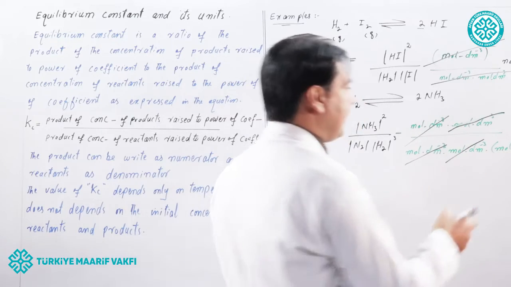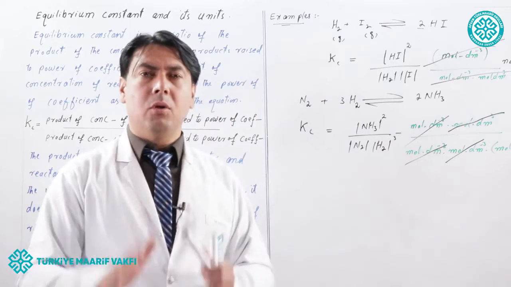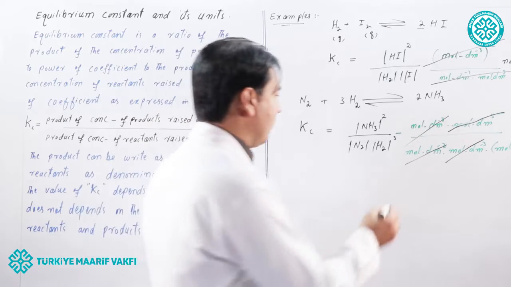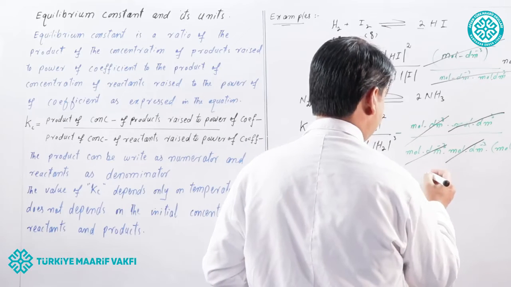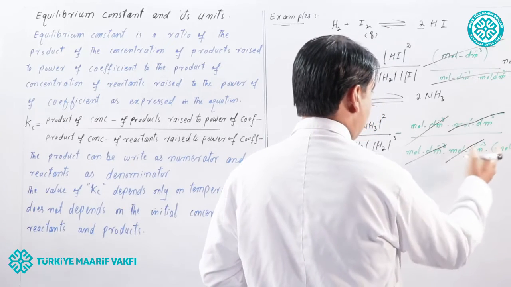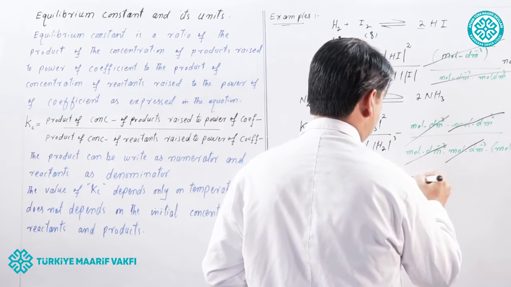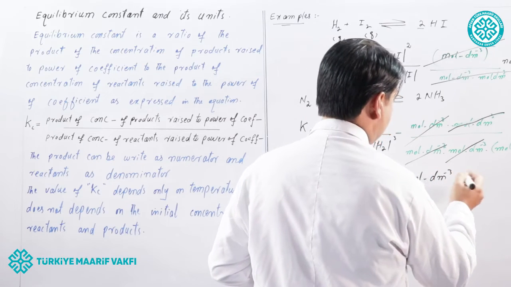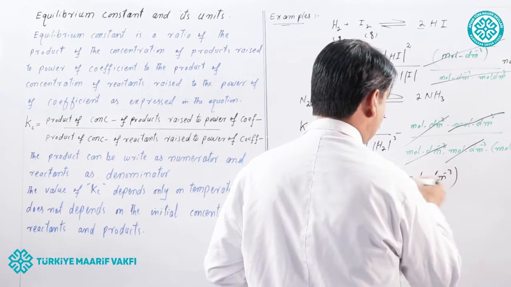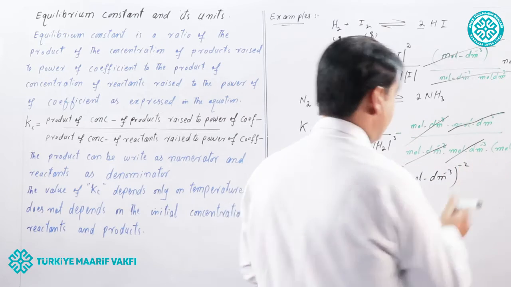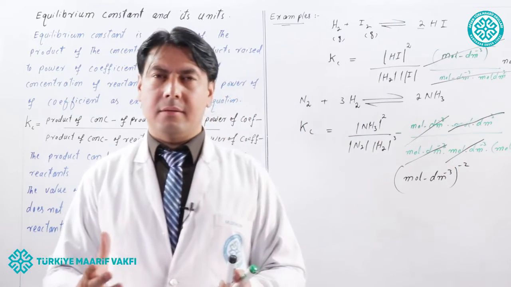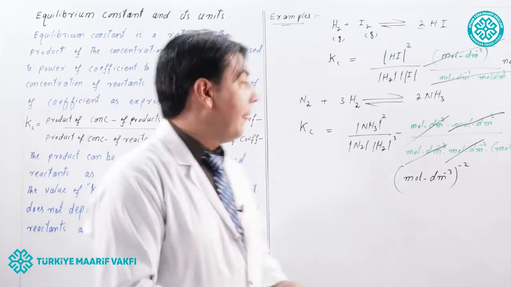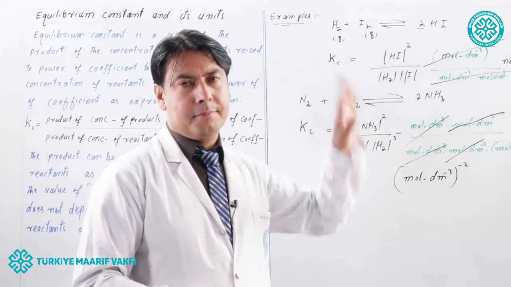Mole per decimeter cube, 1 over mole per decimeter cube and 2 mole per decimeter cube. Mole per dm cube whole minus 2. This is the unit of the equilibrium constant expression for ammonia.